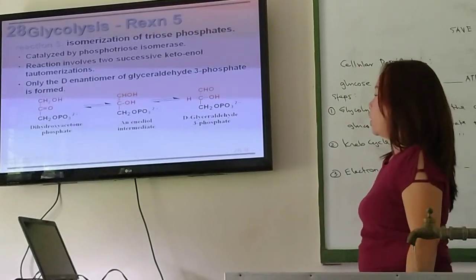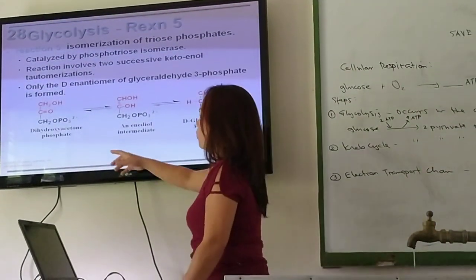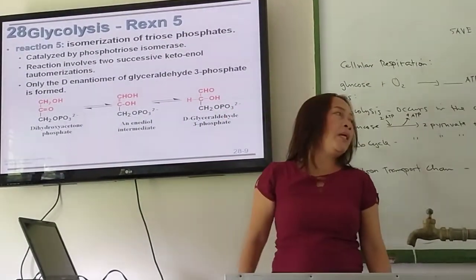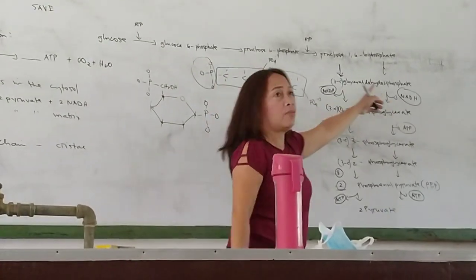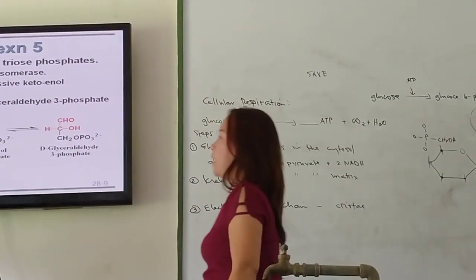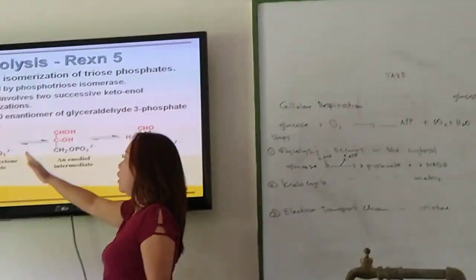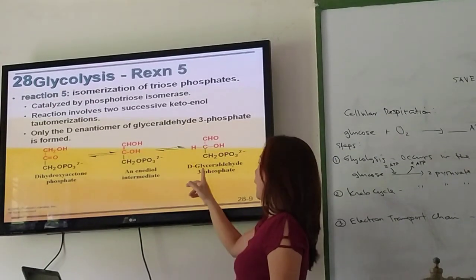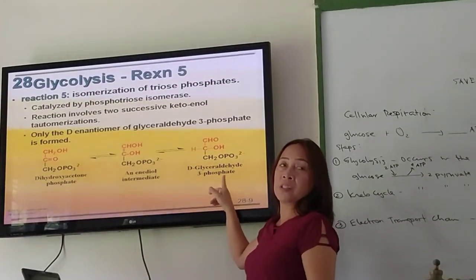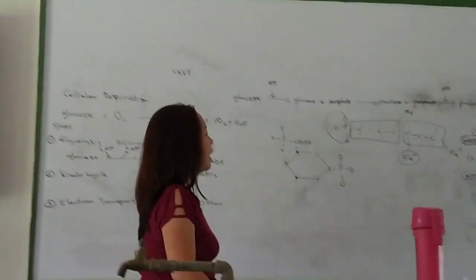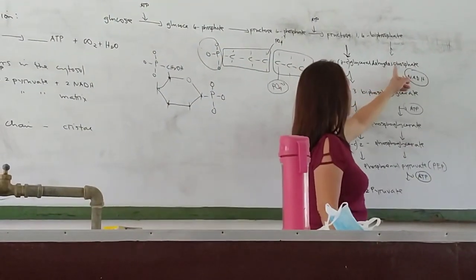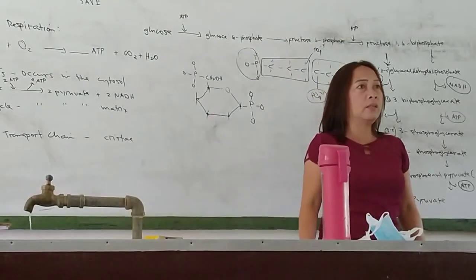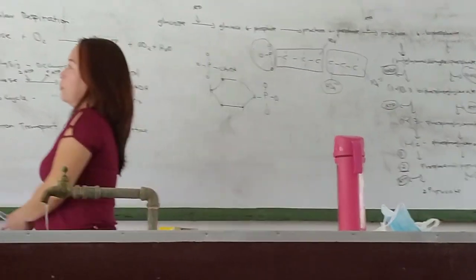Isomerization. The dihydroxyacetone phosphate, we will just tilt it, so that it becomes glyceraldehyde 3-phosphate. The dihydroxyacetone phosphate will just undergo isomerization to become glyceraldehyde 3-phosphate. So there will be 2 molecules of 3-carbon compounds called glyceraldehyde 3-phosphate out of the cleavage of this fructose 1,6-bisphosphate. Are you with me? Okay.